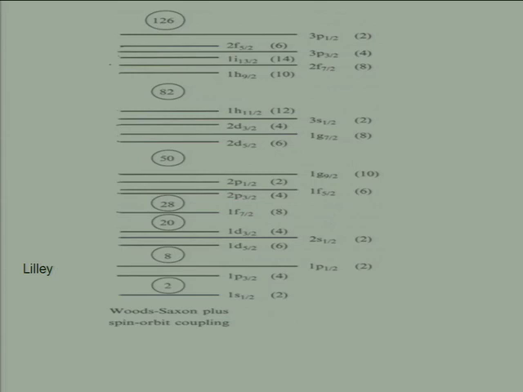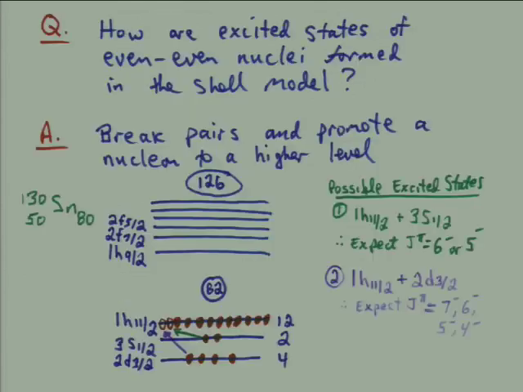But I'm 2 neutrons away from closing that 1h11/2 half shell and making 82. So maybe there's some room up there to play around with the neutrons and explain the excited states. Okay. So let's assume that's what's going on and see what spins and parities we would predict for those excited states.